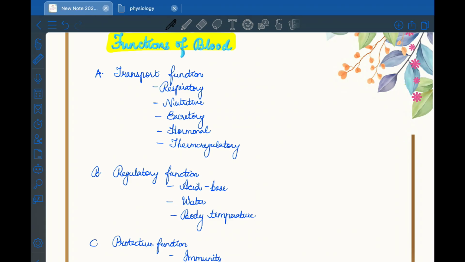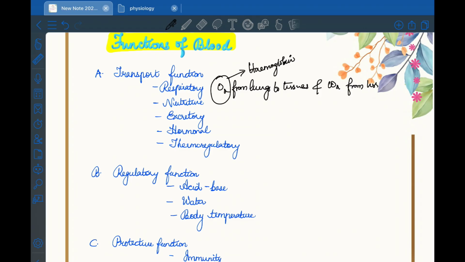Under transport function, the respiratory function means blood carries oxygen from lungs to the tissues. That is, this oxygen is bound to hemoglobin in the RBCs. So the blood will carry oxygen from lungs to tissues, and it will carry carbon dioxide from the tissues to the lungs.